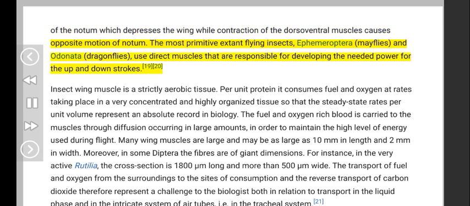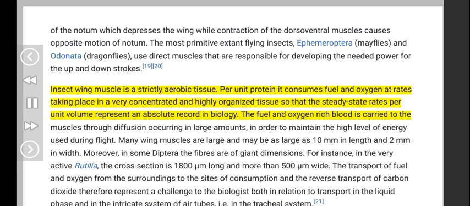The most primitive extant flying insects, Ephemeroptera, mayflies, and Odonata, dragonflies, use direct muscles that are responsible for developing the needed power for the up and down strokes. 19-20. Insect wing muscle is a strictly aerobic tissue. Per unit protein it consumes fuel and oxygen at rates taking place in a very concentrated and highly organized tissue, so that the steady-state rates per unit volume represent an absolute record in biology.